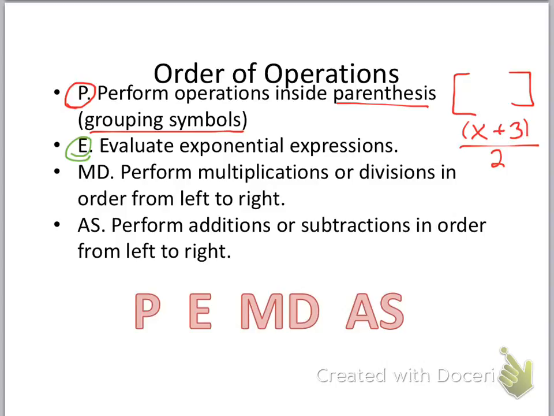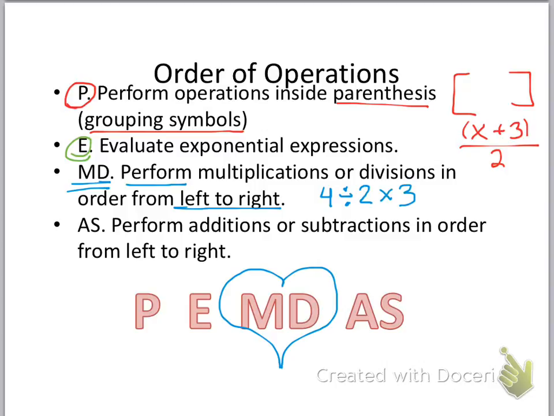And the way I like to tell people about M and D, the two that come next, is that they are in love. Okay, so they come together. We're going to perform operations from left to right. So whatever is written first is performed first. So in this case, 4 divided by 2 is written first, so we do division first. Same thing with our dear friend addition and subtraction. They are also in love. So they happen together in order from left to right. Okay, so let's apply this.